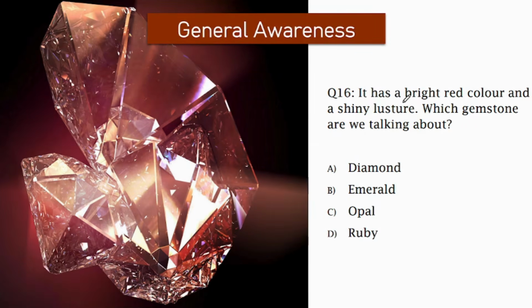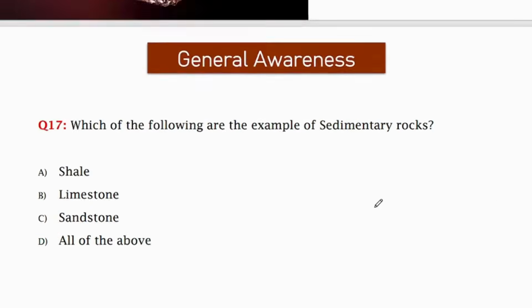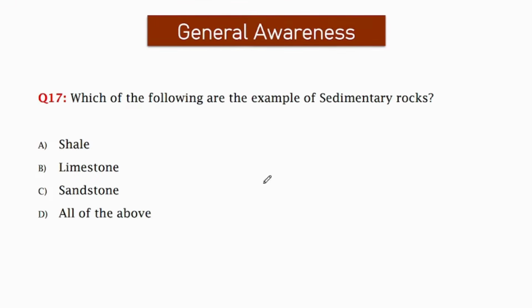All right. So the gemstone we are talking about here, which is having bright red color, is ruby. How will you remember this? R for red, R for ruby. All right, let's move on to the next question. You take your 10 seconds and solve this question.